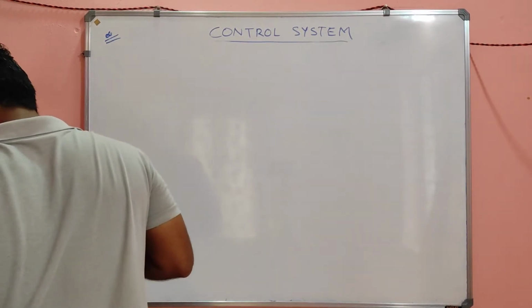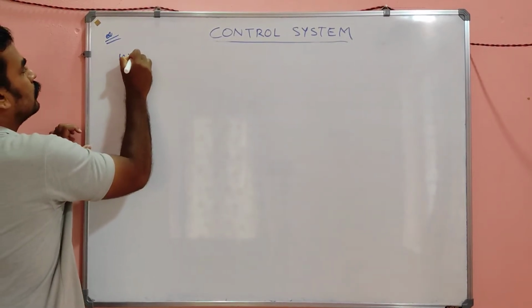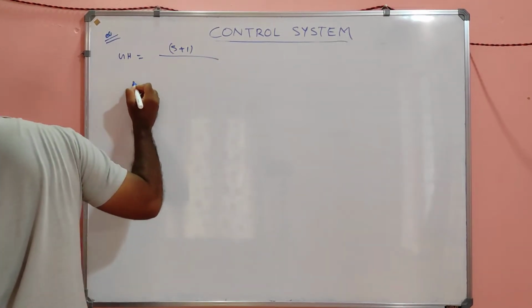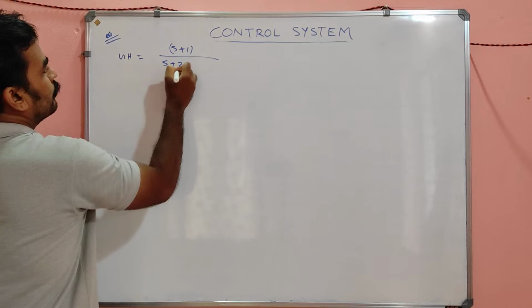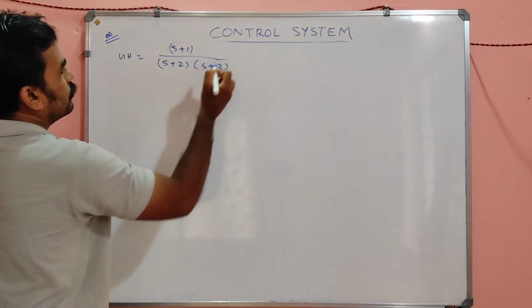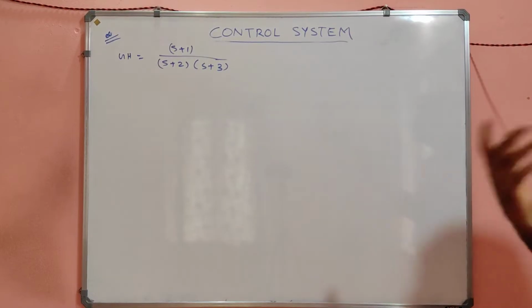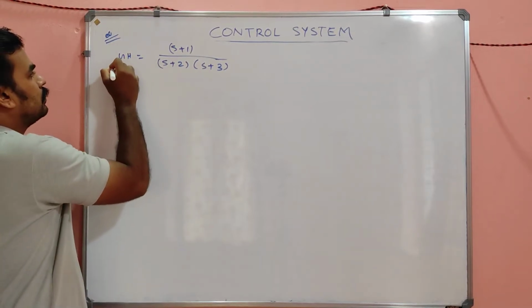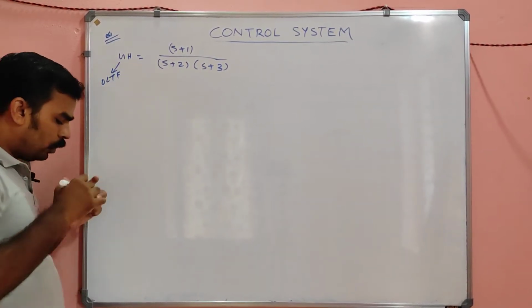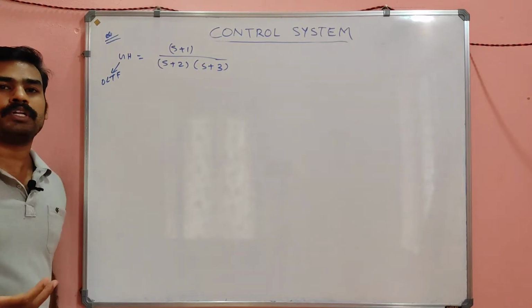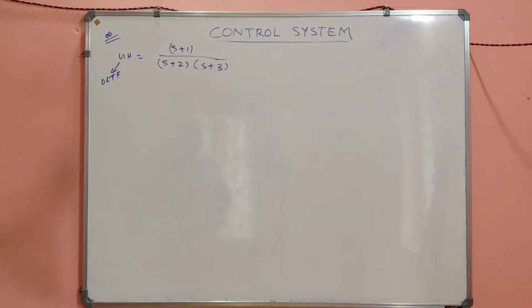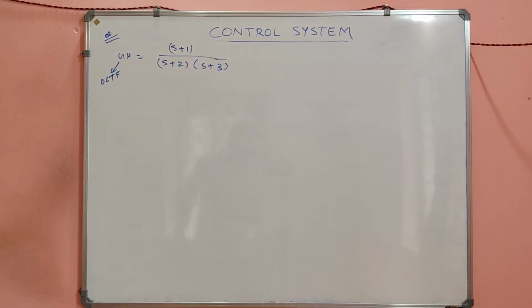Write the question, my dear. GH is equal to S plus 1 divided by S plus 2 into S plus 3. Okay, so this is my GH. So GH means what, my dear? Open loop transfer function, right? GH means nothing but open loop transfer function. So always for drawing the polar plot, you need an open loop transfer function. That you have to remember all the time.